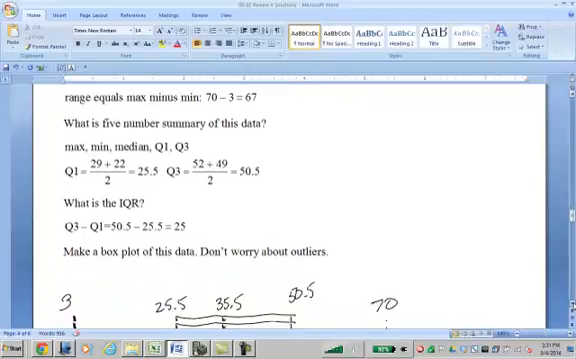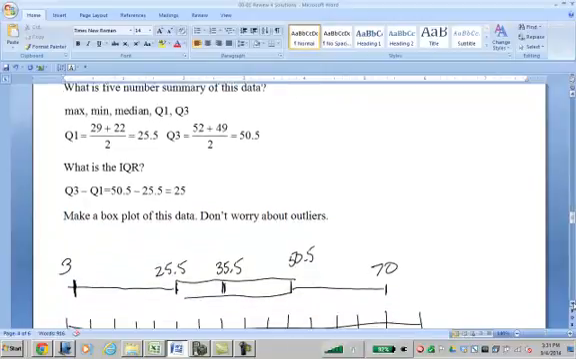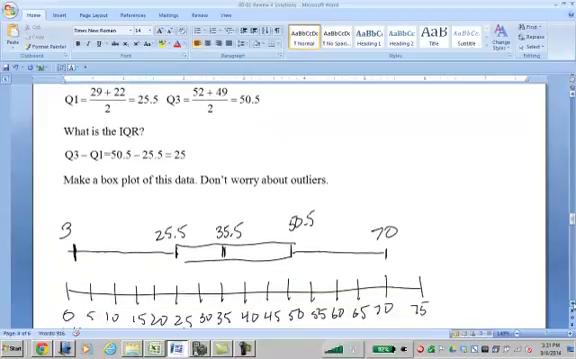We're going to make a box plot. Don't worry about outliers because there are no outliers. If anybody cares to ask me about it, I will provide a proof that there are no outliers.